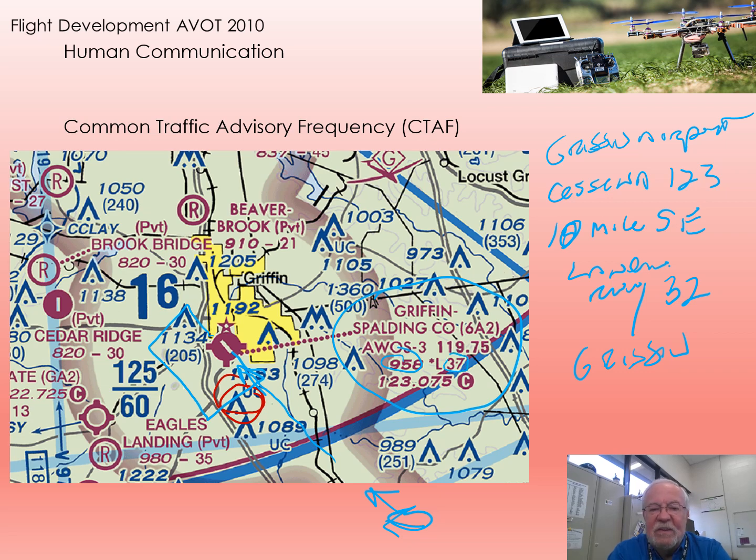Okay, this little C, magenta. The magenta colored C there is the sign for CTAF, Common Traffic Advisory Frequency. So that's the number, 123.75.